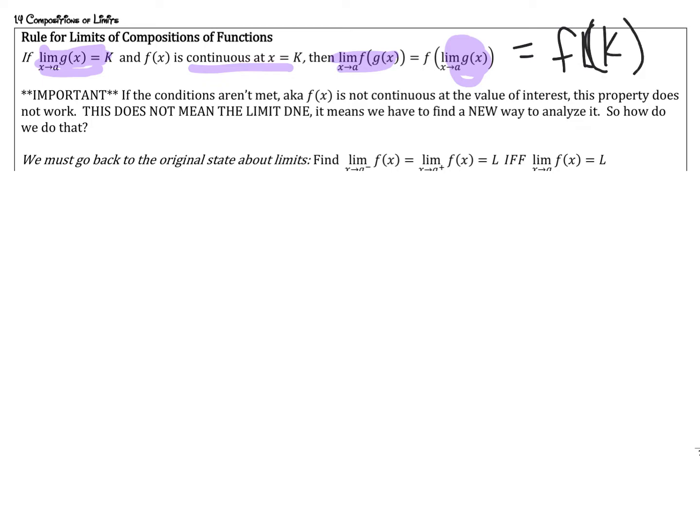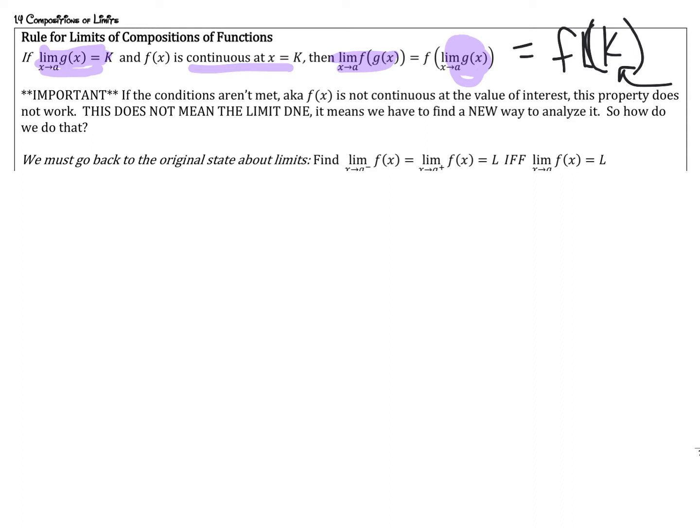Now the problem arises when that is not necessarily true. So if both of these functions are continuous at that value, you can just work from the inside out using the composition of functions. But if these conditions aren't met, meaning either f or g is not continuous at the a value that we are considering, or even if f wasn't continuous at the k value that we're considering here, that doesn't necessarily mean that the limit doesn't exist. It means that this property doesn't work.